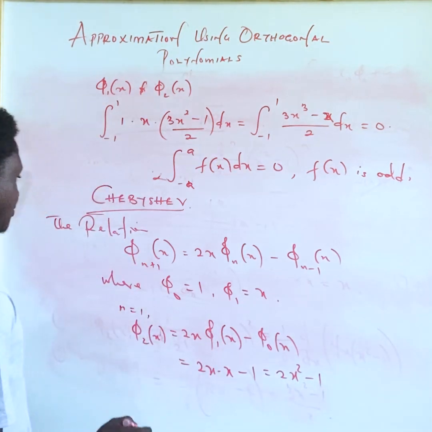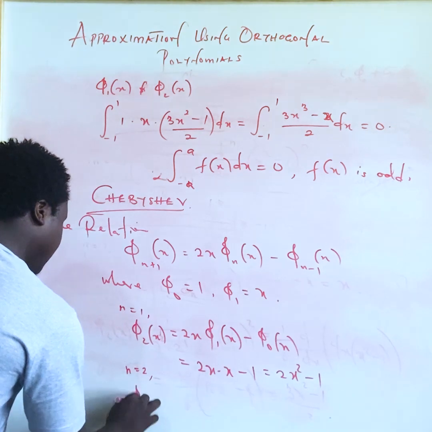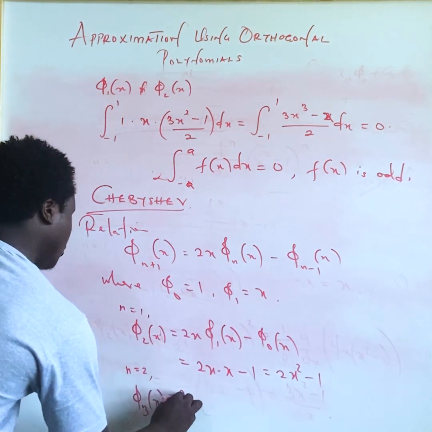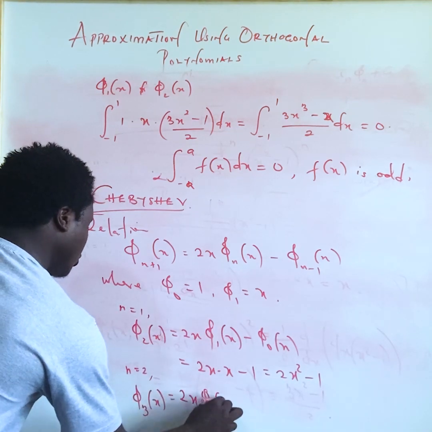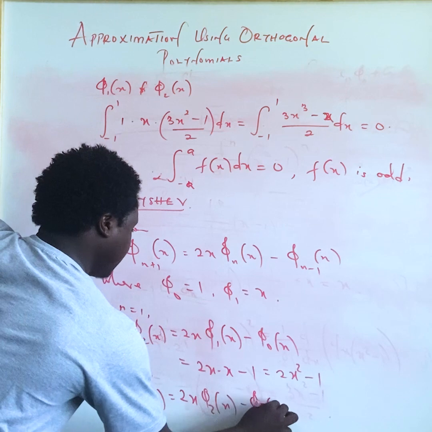You can get phi 3. When n is 2, we get phi 3 of x to be equal to 2x phi 2 of x minus phi 1 of x.